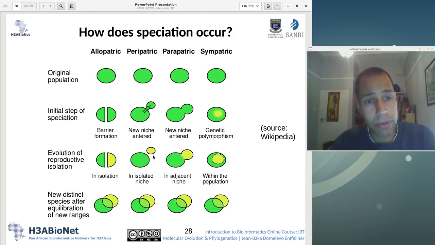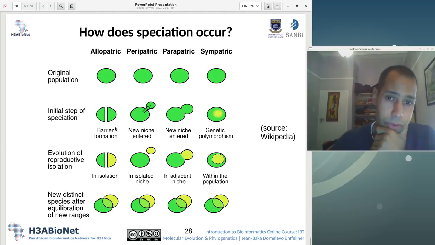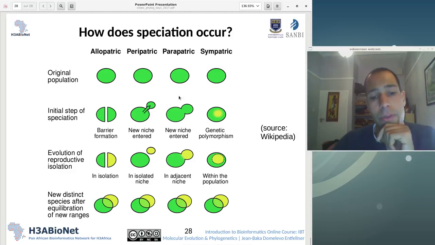On the leftmost column, allopatric speciation. So allo means different, and patric means place. So allopatric means different place. In all the patterns, we start with an original population, that is in green. And in allopatric speciation, there is the creation of a geographical, physical barrier.